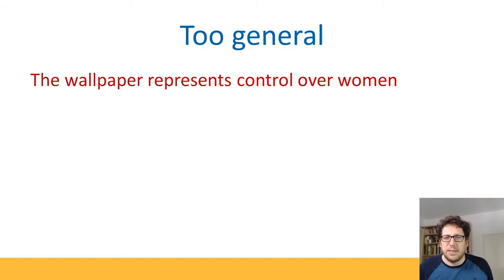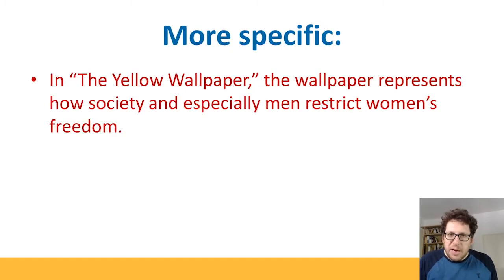Now here's an example of a thesis. This thesis is a little too general. The wallpaper represents control over women. Okay, control over women, that's such a big topic. We need to restrict it maybe in order to say something specific about the story. What kind of control over women? It's better to rewrite it in a way that's more specific.